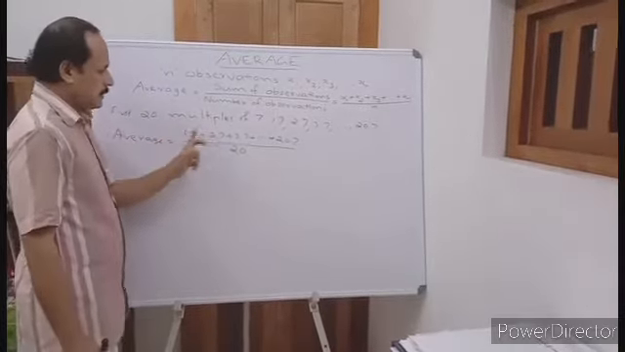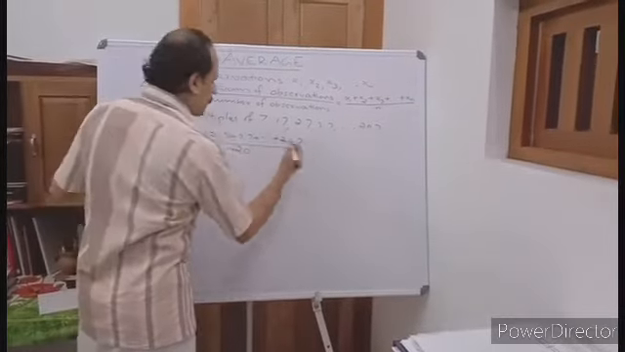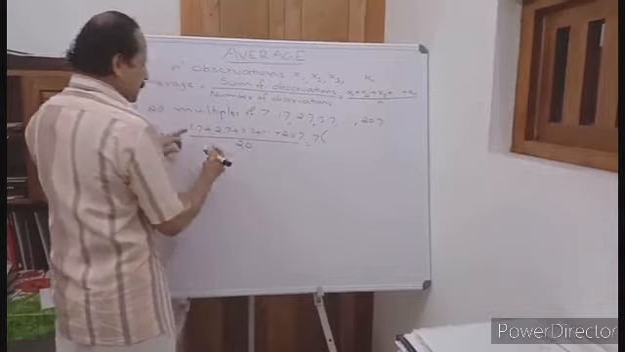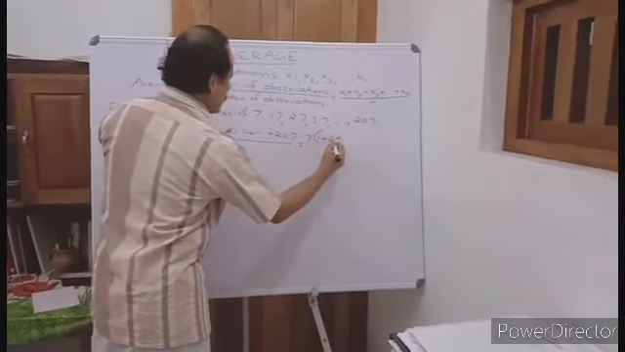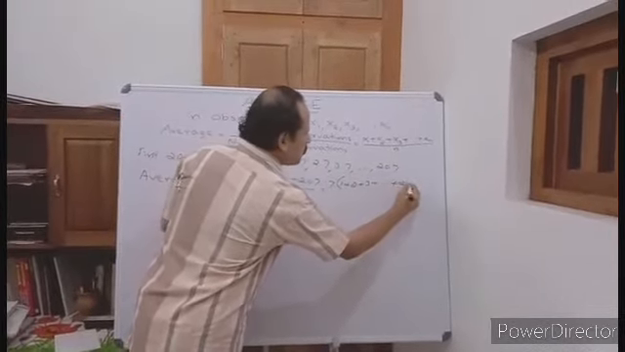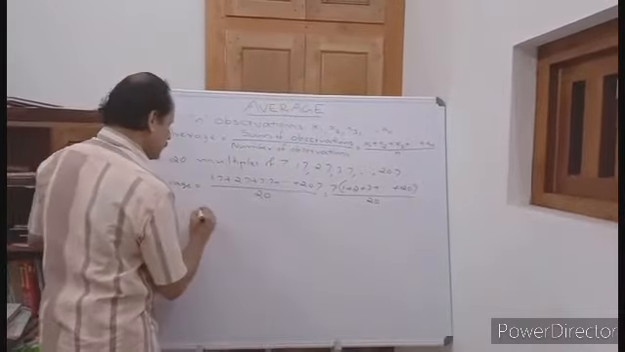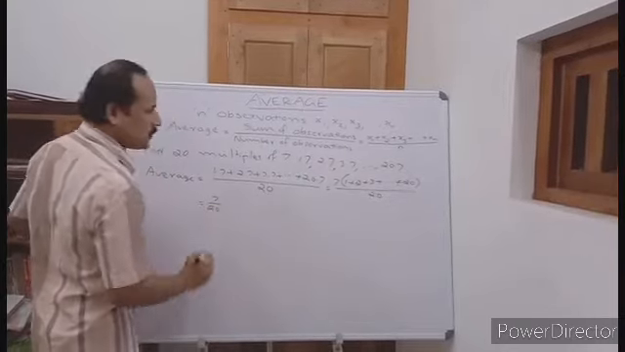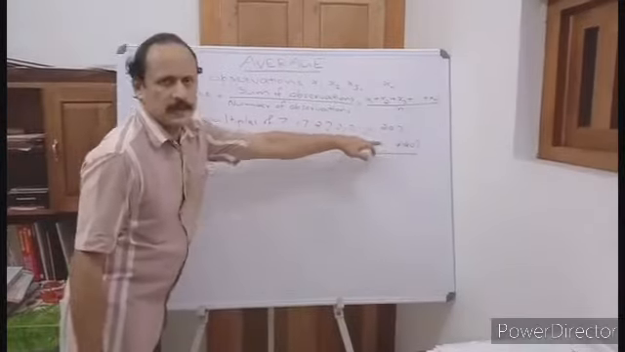And look at these terms. In every term, 7 is a common factor. Therefore, you take 7 from all the terms, then 7 into: in the first term remains 1, in the second term remains 2, in the third term remains 3, etc., plus the last term 20, all divided by 20. And this is equal to 7 by 20 into 1 plus 2 plus 3 etc. plus 20.